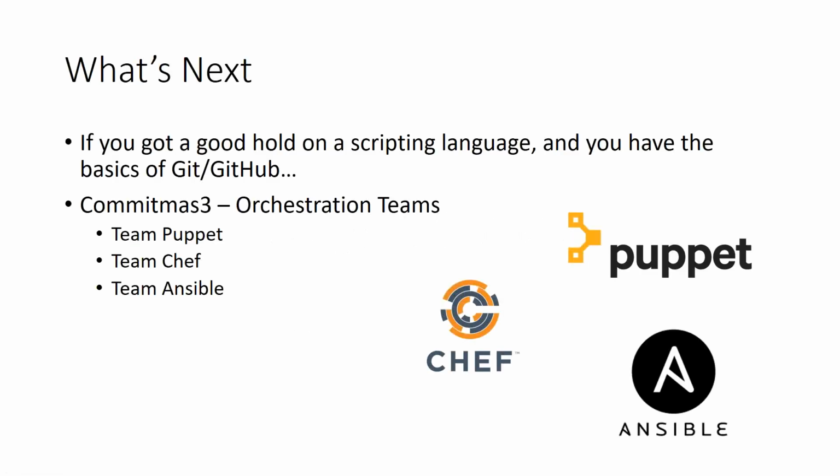So what's next, right? After you've brought the folks kicking and screaming into using scripting and then even using Git, where do they go from here? One of the things they can do is start to learn an orchestration platform. That's something we're trying to do this year with Commitmas as well. We have 3 teams out there, one for Puppet, Chef, and Ansible. I myself am going to be participating in Team Chef with my coworker and buddy Jesse Anderson.